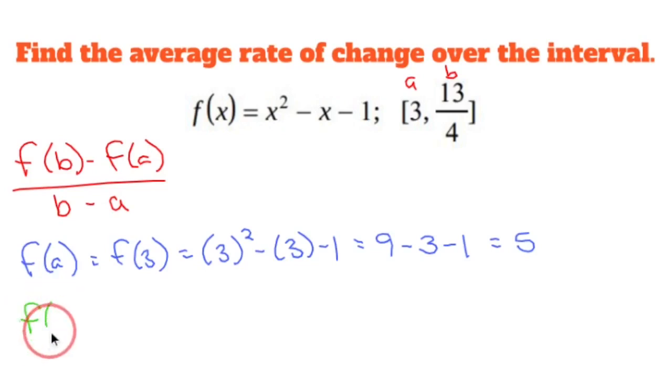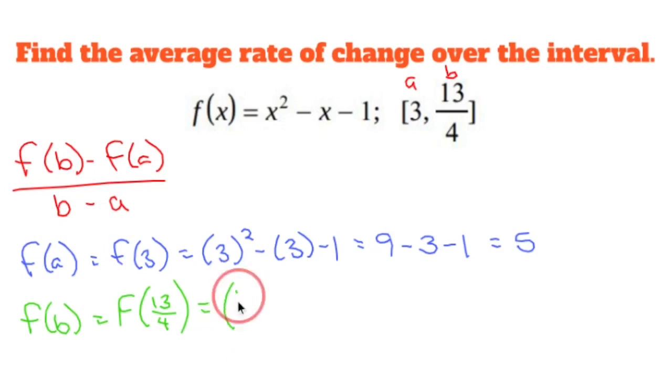F of b, which is the same as f of 13 over 4. All right, so what I'm going to do is take 13 over 4, plug it into this function, and I'm going to square it, subtract it, minus 1. So I got 13 over 4 squared minus 13 over 4 minus 1.